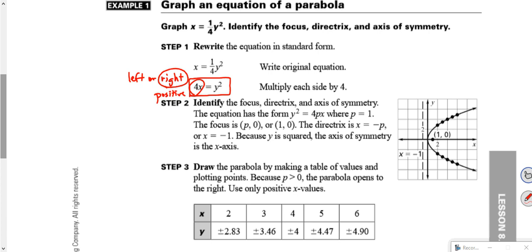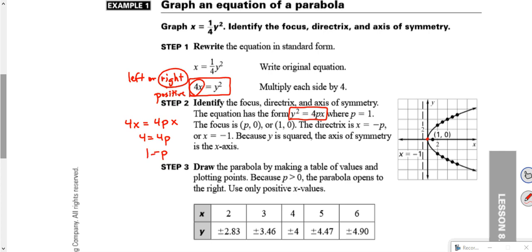Again, I'm a picture person, so I like to visualize it in my mind, and then it helps me do whatever work I need to do. So step 2, identify the focus, directrix, and axis of symmetry. Obviously, we know on all of these, for right now, our vertex is going to be the origin, 0, 0. Now, if our basic form of a parabola is y squared equals 4px, then we have 4x equals 4px. So 4 equals 4p, so p equals 1.